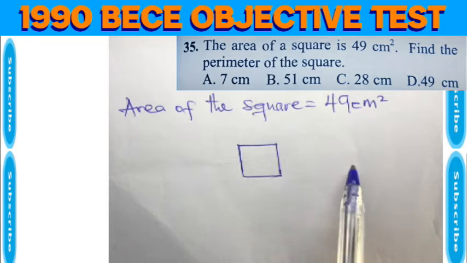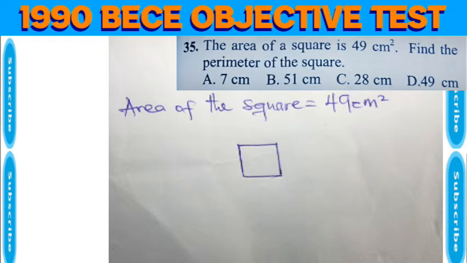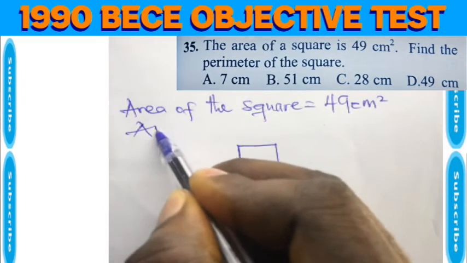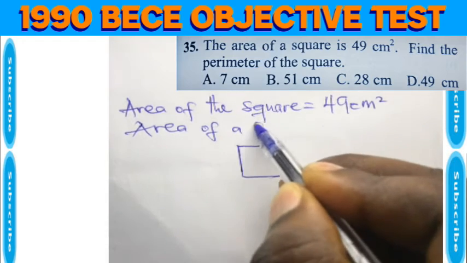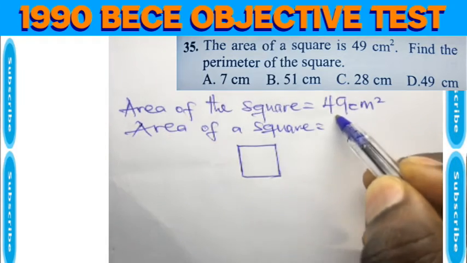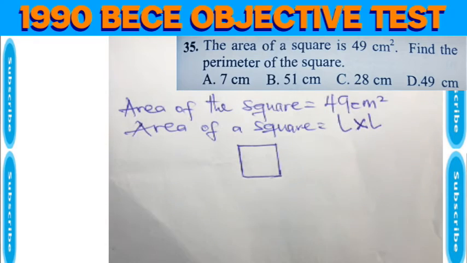So if the area of a square is 49 cm squared, what comes to mind? What formula do you use to find the area of a square? The area of a square will be equal to the length multiplied by the length, because we know a square to have the length of all its sides to be congruent. So once all the sides of a square are congruent, to find the area of the square, we just need to multiply the length of one side by the length of the other side to obtain the answer.